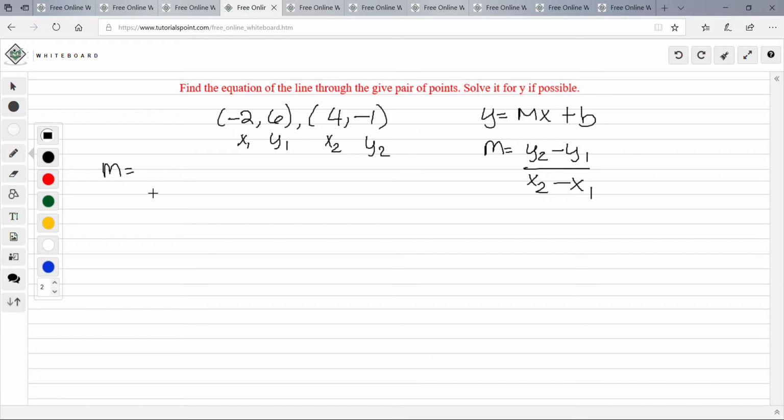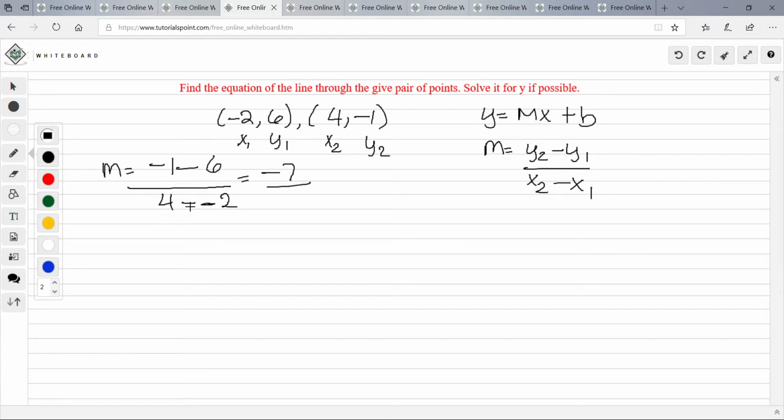So y2 is -1 minus y1, which is 6, minus 6. It's really important to label these because you could make a mistake, and I've made mistakes before. Then the denominator is x2 minus x1. So x2 is 4 minus a negative 2. So the numerator is -1 minus 6, which is -7.